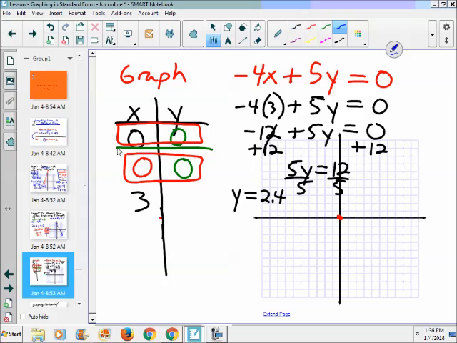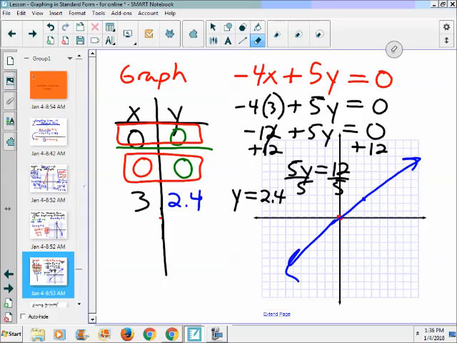Okay? That's helpful for this problem to graph it. So when we plugged in 3, we got 2.4 for y. So we just have to graph that point. So I'll go right 3, up about 2.4, and then connect those 2 points for our line.